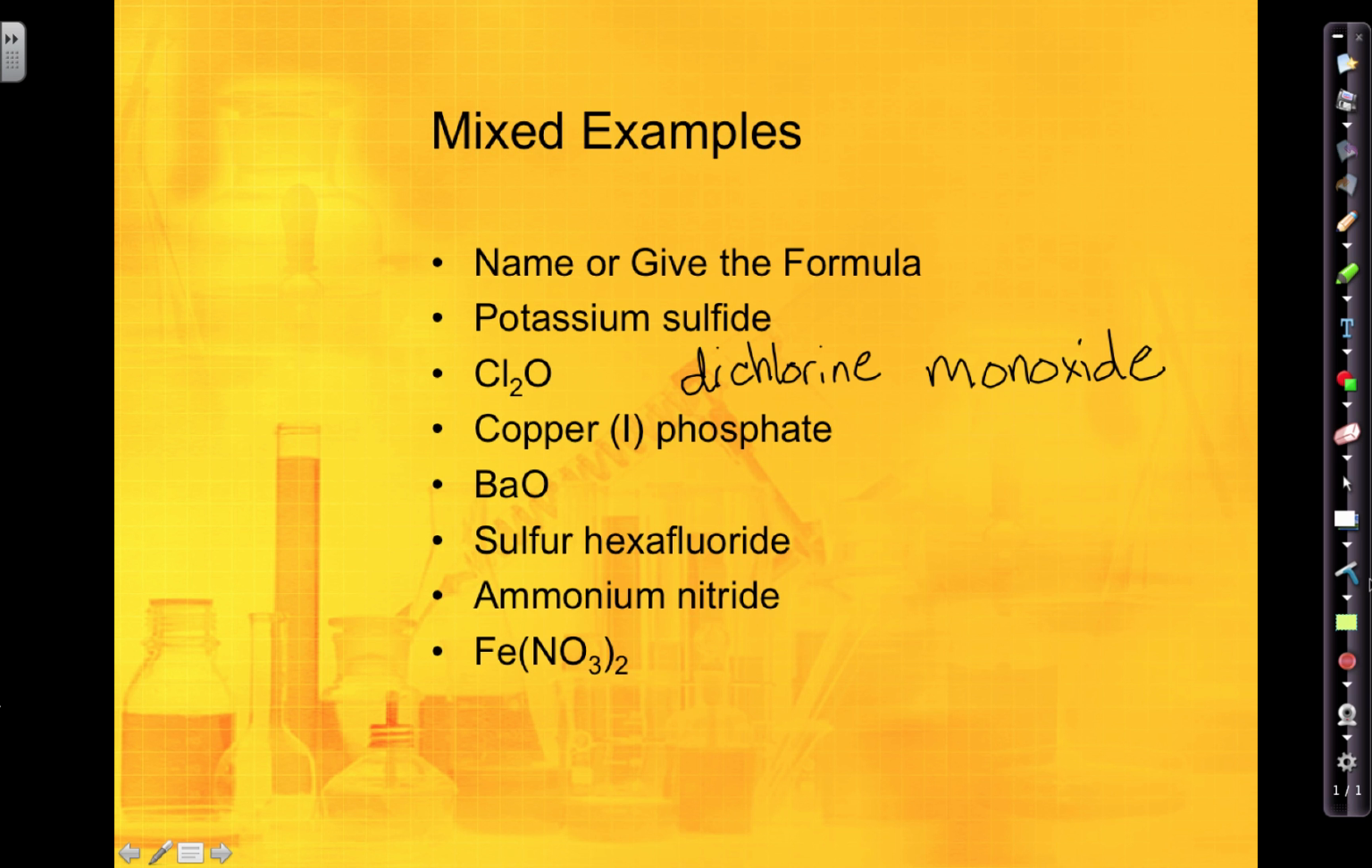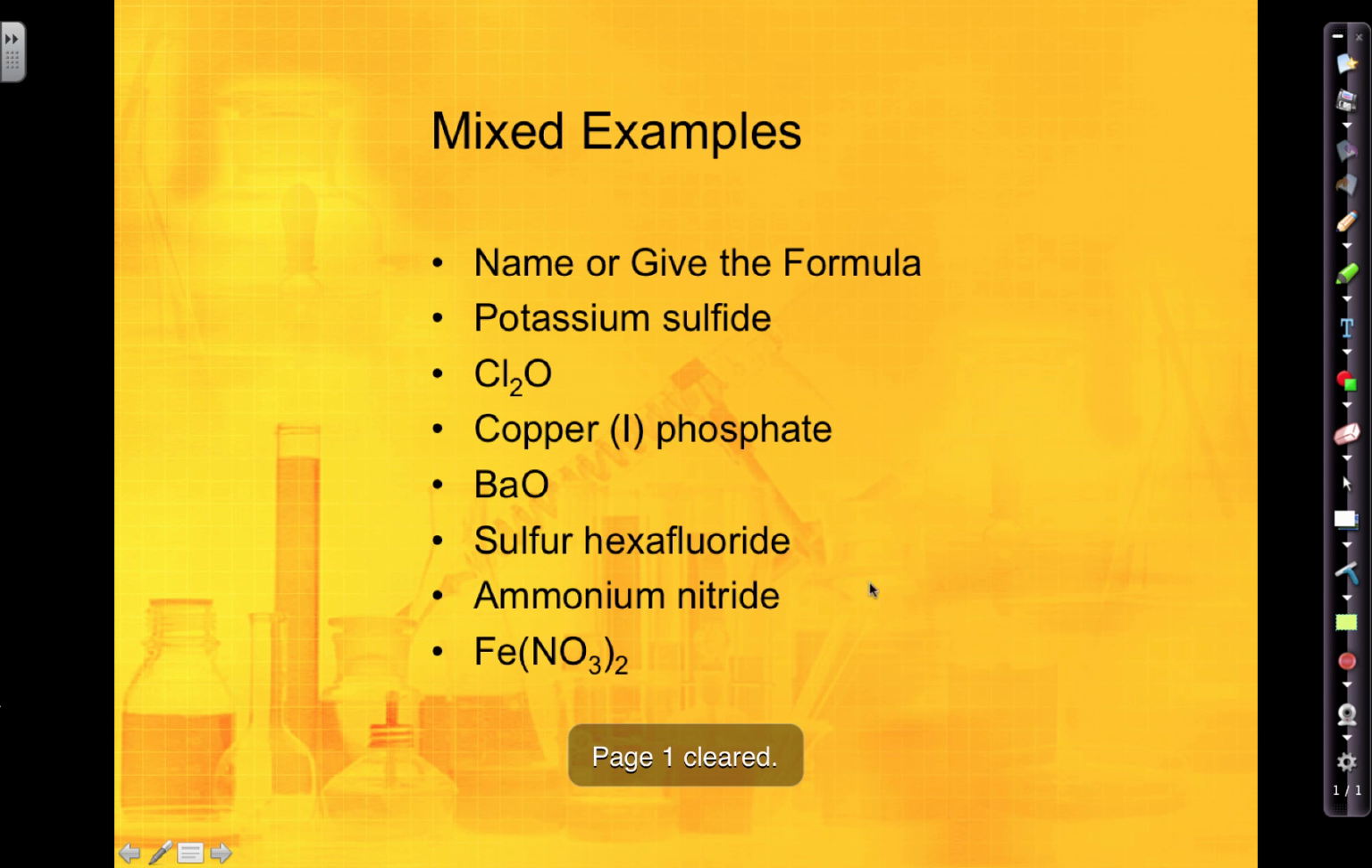All right, so copper 1 phosphate. I need to give the formula. Well, copper is a metal, so it's ionic. I need to look at the charges. Copper is a +1 charge. It says so right there. Phosphate, well, phosphate, that is a polyatomic. If it ends in -ate or -ite, it is a polyatomic for sure. So PO4 with a -3 charge. Hopefully you looked that up, or maybe you just know it.